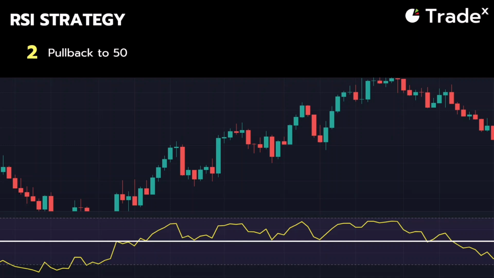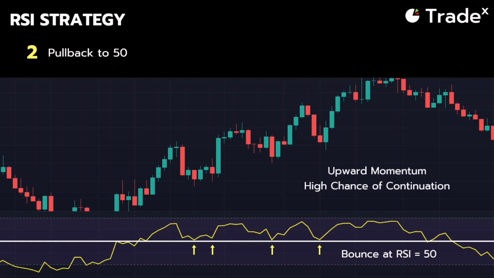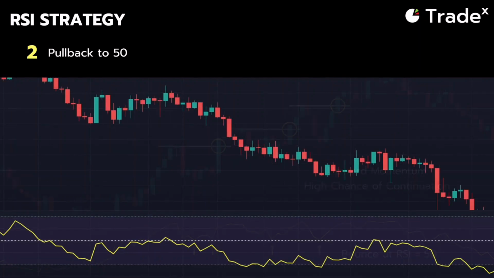As the price continues to rise, it experiences several minor pullbacks. Each pullback causes the RSI to drop slightly, but if the RSI holds above the 50 line, it indicates that the price is likely to continue its upward movement. We can find multiple opportunities to enter the trade as the price makes new highs, confirming the ongoing strength of the trend.